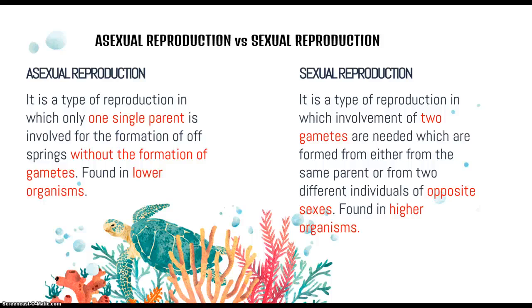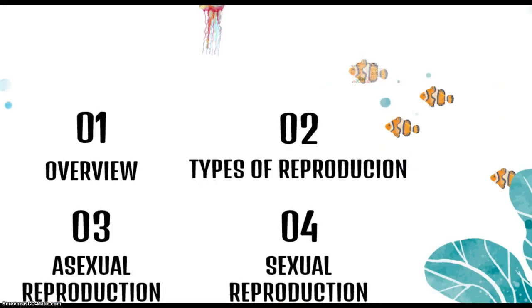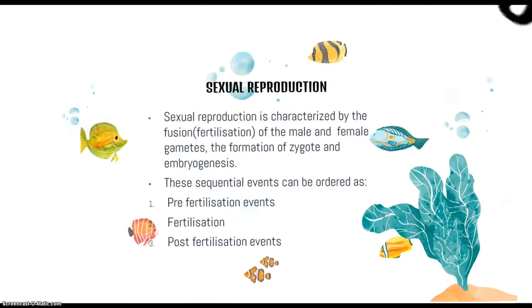And in case of sexual reproduction, 2 gametes are involved which are formed from 2 different individual parents which are of opposite sexes, and these are seen in case of higher organisms. Is it clear to everyone? So let us move ahead and see a few further points.